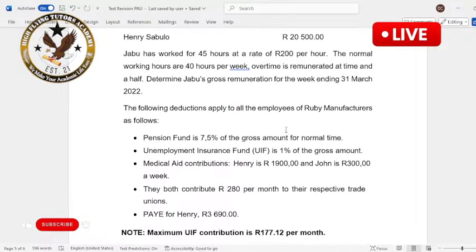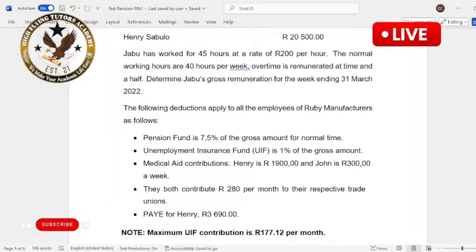And then they also gave you the following deductions that apply to all the employees of Ruby Manufacturers. Pension fund is 7.5% of the gross amount for normal time. People were asking me, especially those I taught in my private sessions, why did you use basic salary there, why did you use gross salary? When they say for normal time, that means you calculate pension fund on normal time. Normal time is your basic salary. Remember the format that I gave you: normal time means basic salary. So you need to read everything.